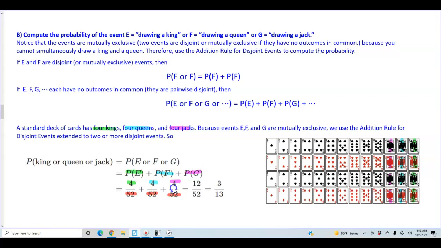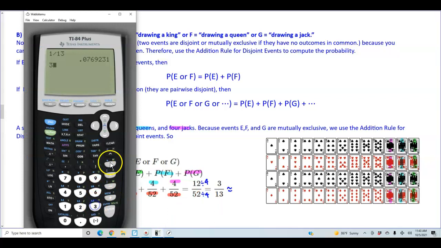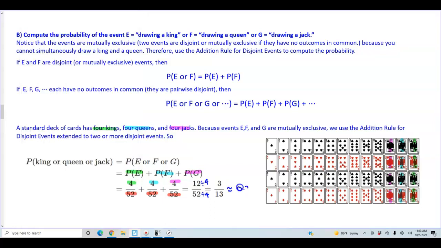If we add these fractions, we get 12 over 52. And then we want to reduce that fraction. So when we reduce that fraction, we're going to divide both the numerator and denominator by 4. So then we get 3 over 13. Now, if we want to convert this into a decimal, we can take 3 and divide that by 13. And then let's round up to 3 decimal places, which gives us 0.231. So that gives us the probability of 0.231.